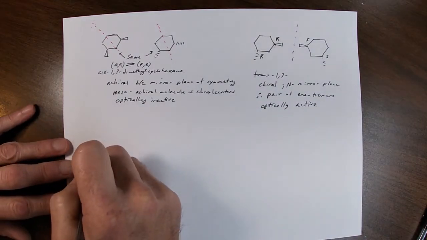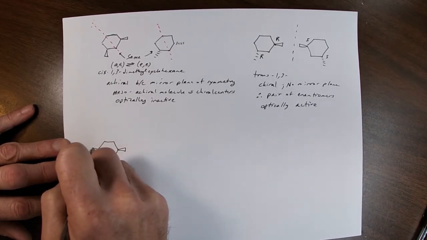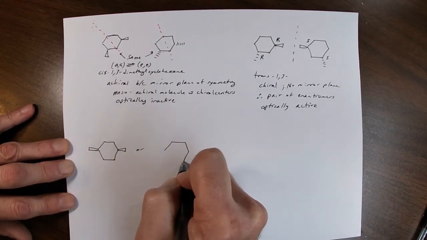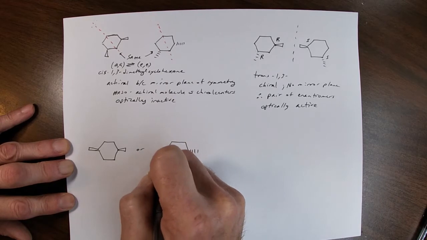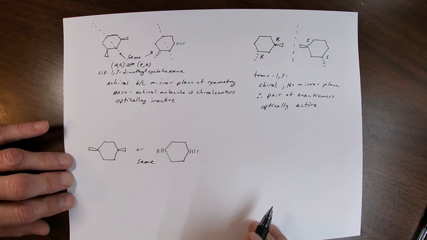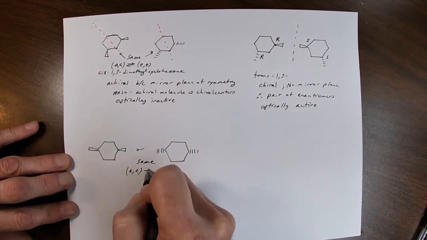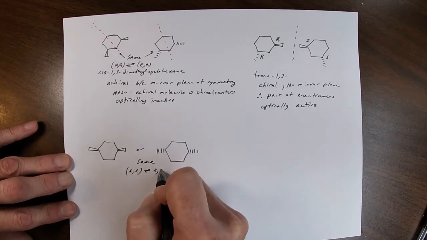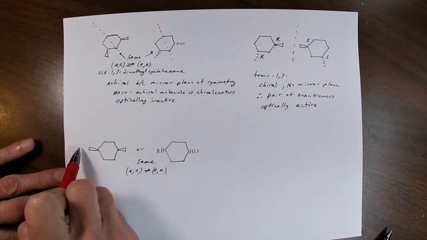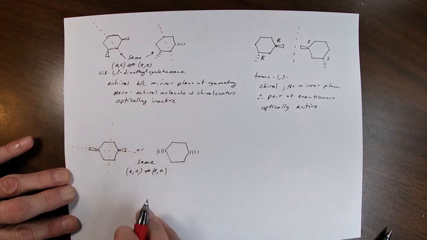Let's look at our cis 1,4. They're both up or down. And these are superimposable, so therefore they are the same. And one of these would be axial, equatorial, and you do the ring flip and you get, again, equatorial, axial. There is an internal mirror plane of symmetry. Actually, I have two of them. There's one that cuts right through that direction and one that cuts through this direction.